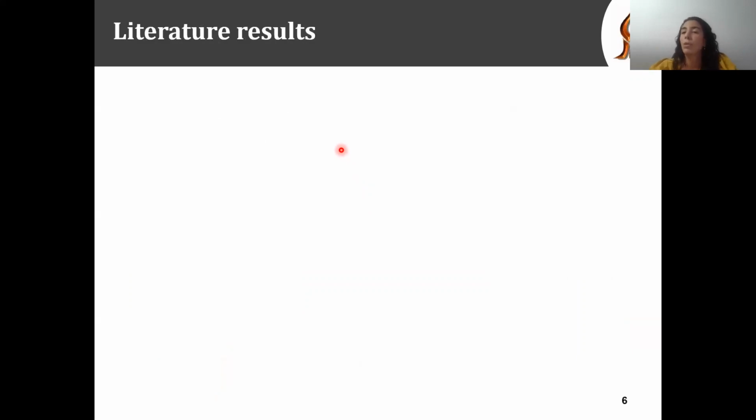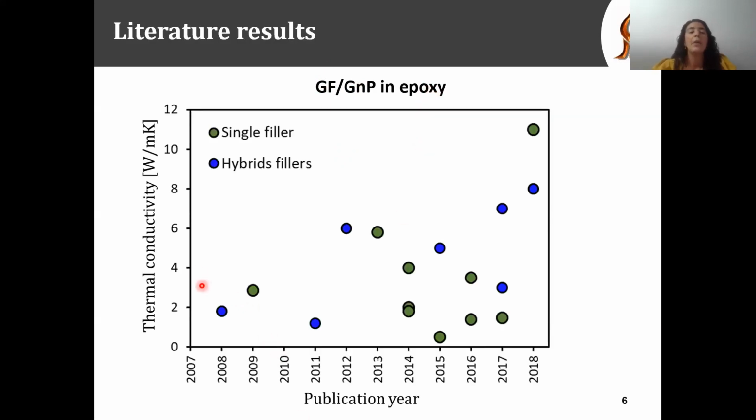Many studies have been conducted on thermal conductivity in the world, but I have focused only on systems that contain graphite or graphene in epoxy, since they are compatible with my research. You can see here the thermal conductivity as a function of the publication, where each point in the graph represents the thermal conductivity in that field. Some of the papers are based on a single filler system, which is the green mark, while others are based on the integration of more than one filler, defined as a hybrid, the blue mark.